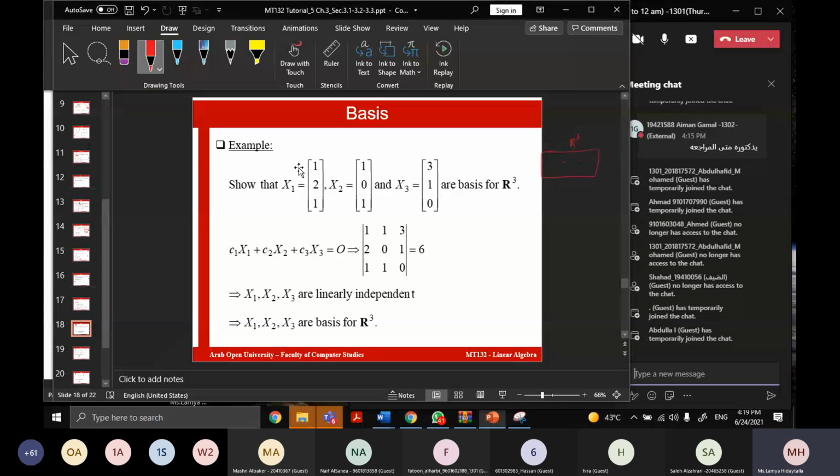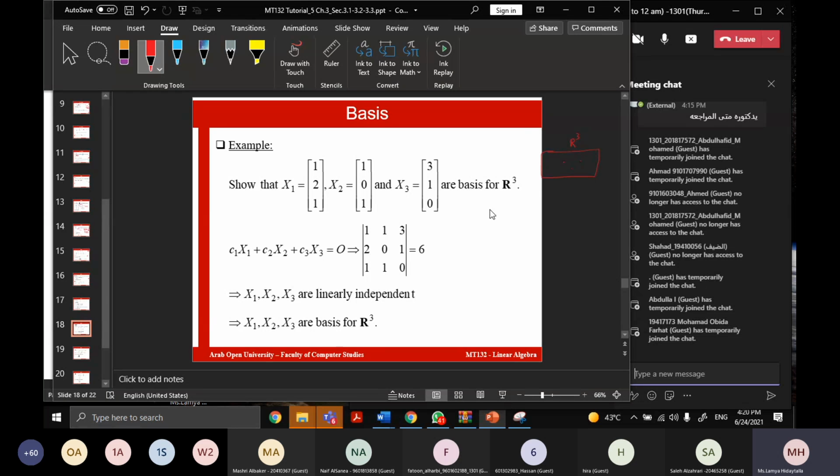It's enough. If I write them in the form of a matrix, 3 rows, 3 columns, then to check that they are linearly independent, just find the determinant. The determinant is equal to 6, which means the determinant is not zero. So they are linearly independent, so they are a basis for R3. That means any vector in R3 you want, you can find it in terms of these. Right or not?